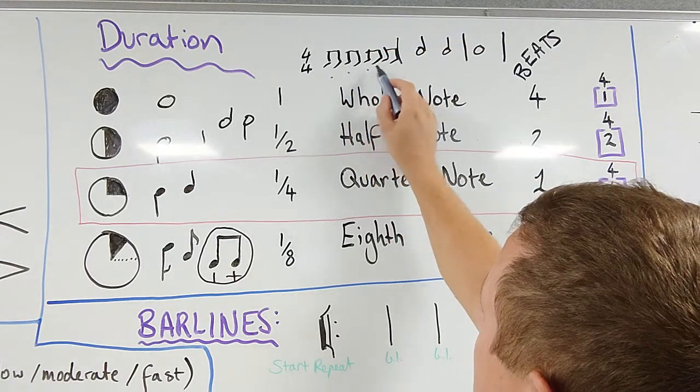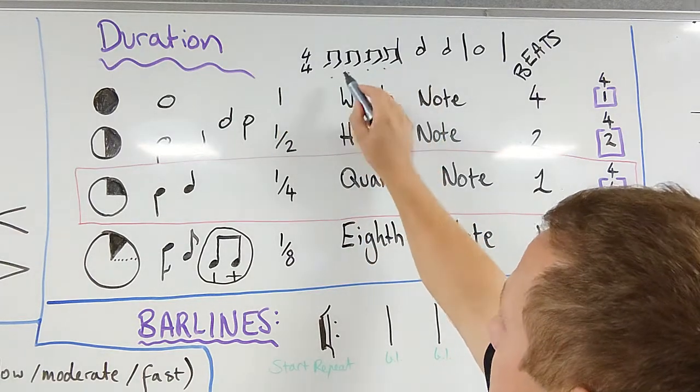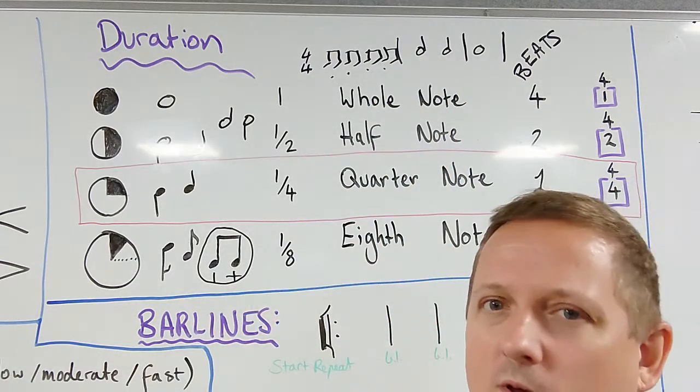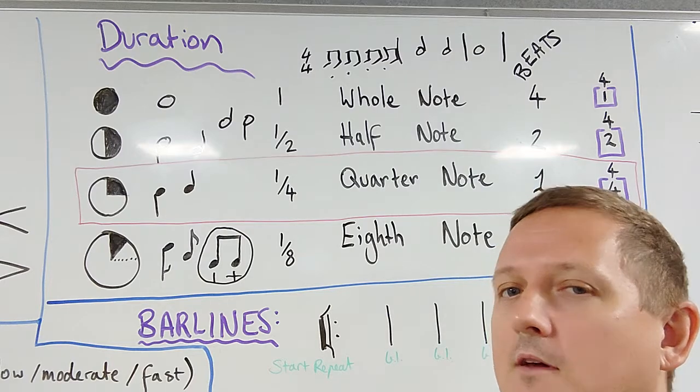1 and 2 and 3 and 4 and. So you can see how I'm singing 2 notes for every tap of my pen here. 1 and 2 and 3 and 4 and. So it sounds quicker, but really what we're doing is we're halving the value of our beat.